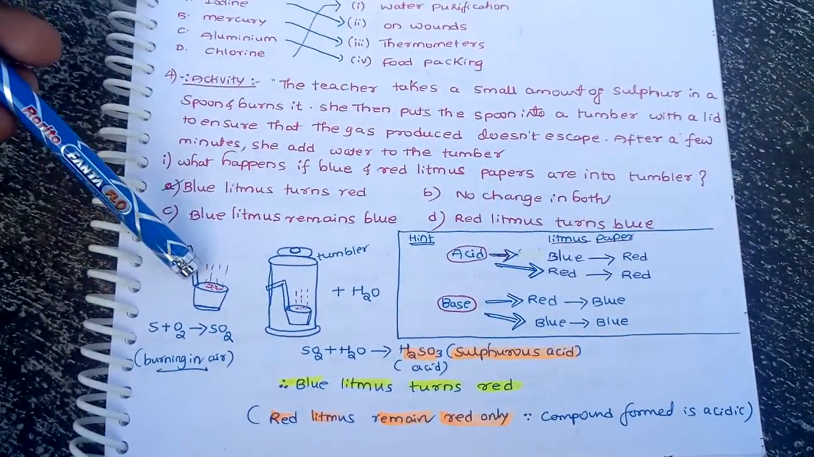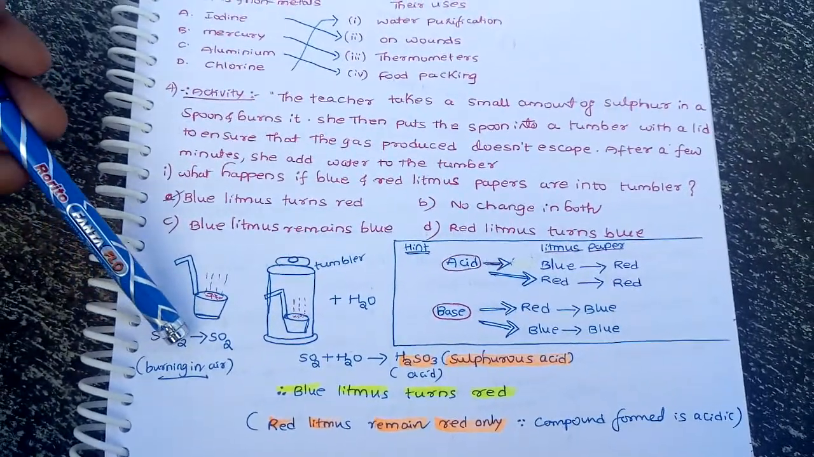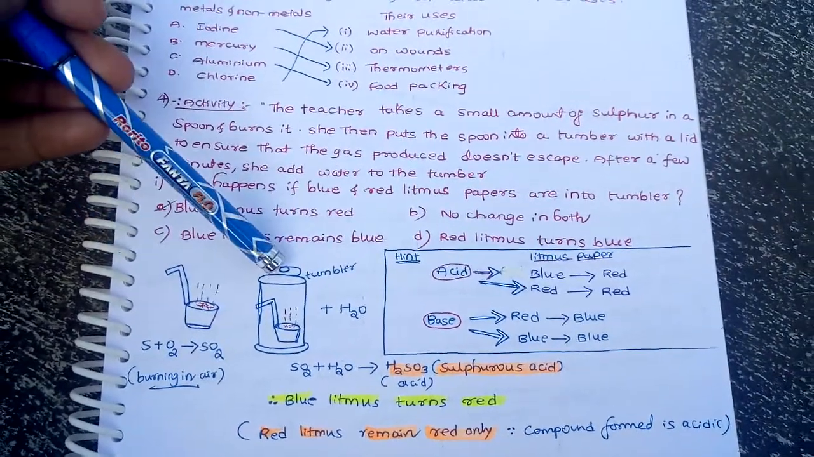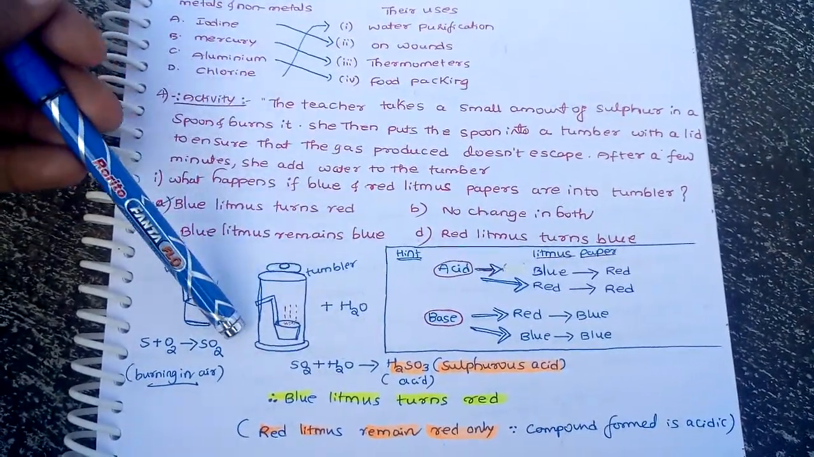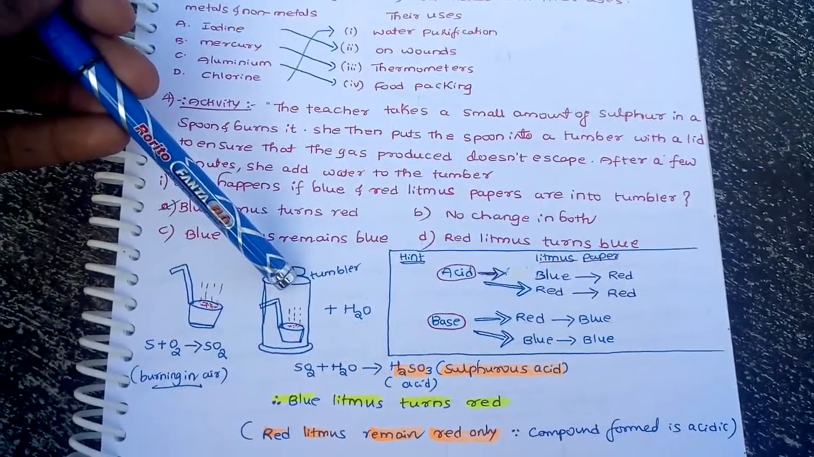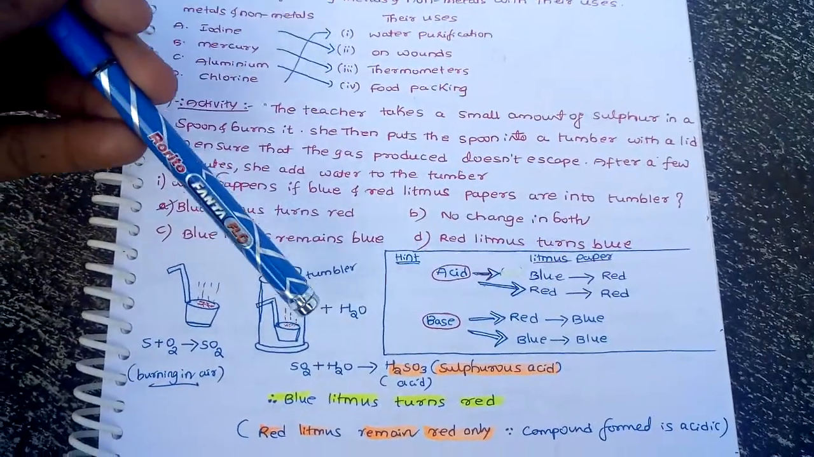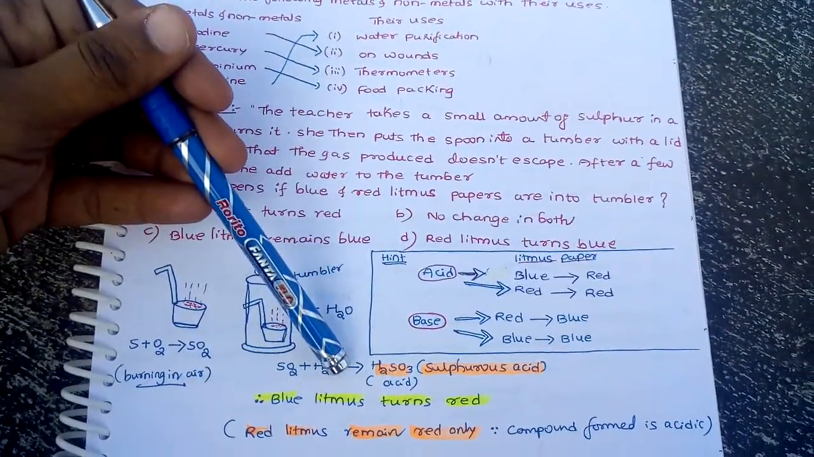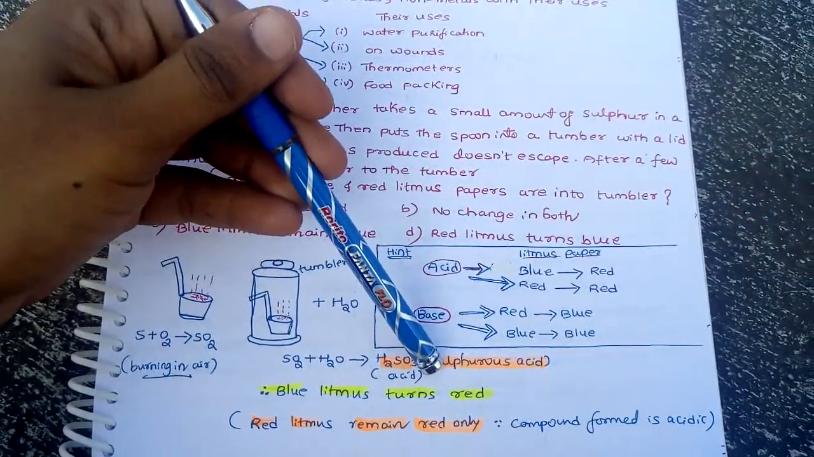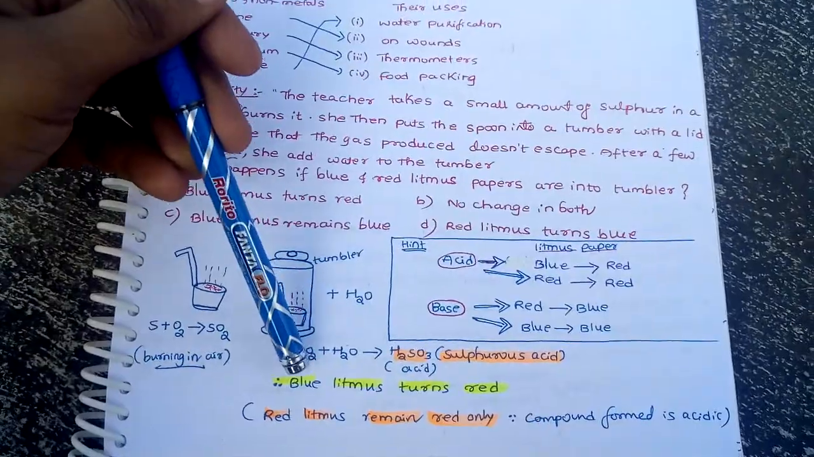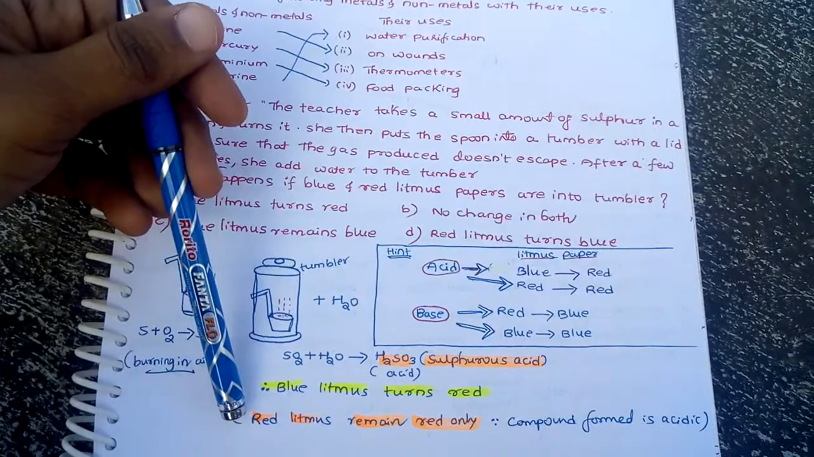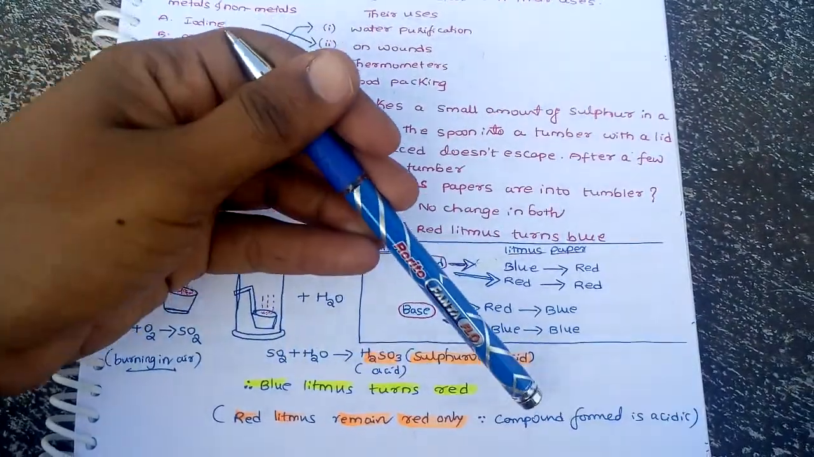Here, in a spoon I am taking sulfur. In the presence of oxygen, if you burn it, it will form sulfur dioxide. The gas that is escaping, you take it in a tumbler. To this, add water. This sulfur dioxide, on adding water, will form sulfurous acid, that is H2SO3. This sulfurous acid, as you know, turns blue litmus paper red, and red litmus remains red only, because the compound formed is acidic.